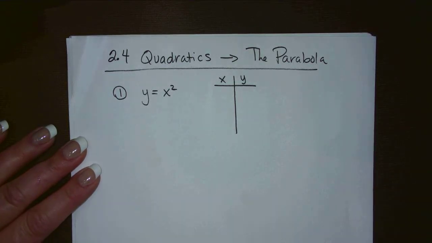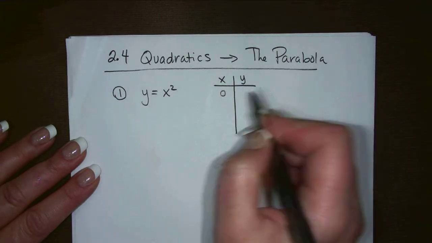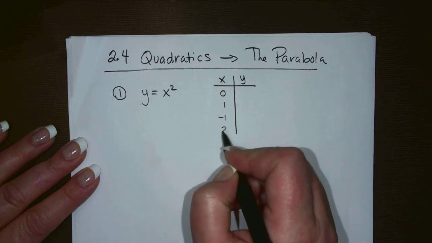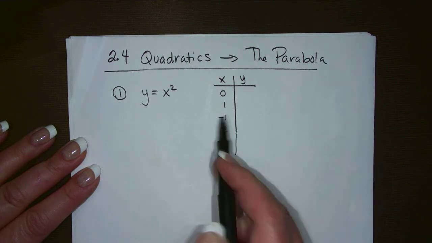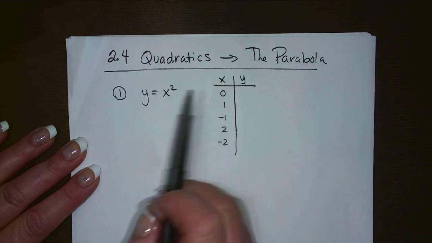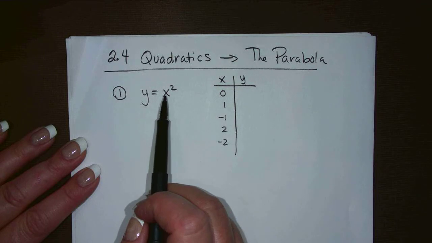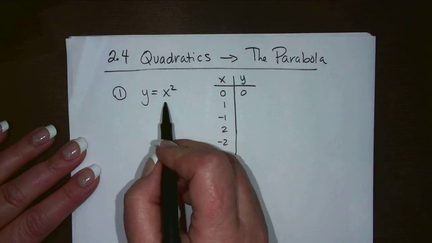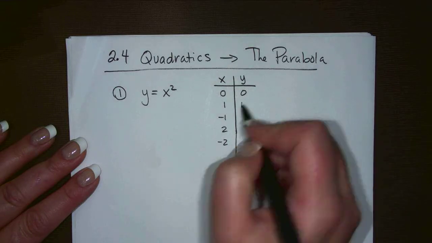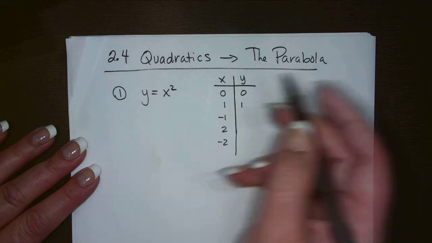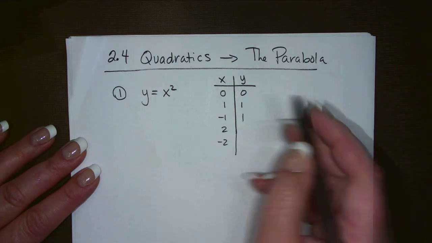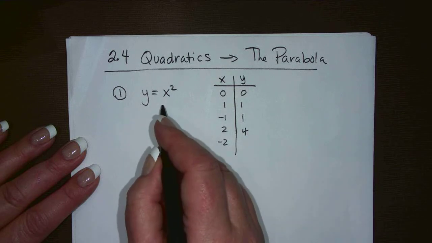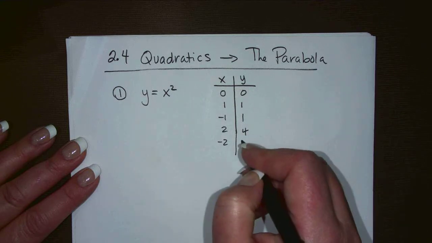Okay, let's make a table of values. So it's old faithful. You can always revert back to a table of values. Let's plug in 0, 1, -1, 2, and -2. So I'm saying for the x, the value is 0. So 0 squared is 0. 1 squared, 1. -1 squared, 1 again. 2 squared, 4. And -2 squared, 4 again.